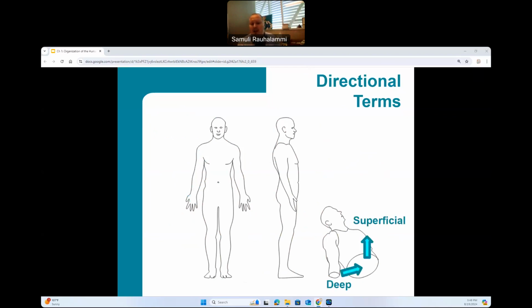We can also discuss structures as being superficial or deep. Superficial structures are towards or at the body surface, whereas deep structures are away from the surface, more internal structures.